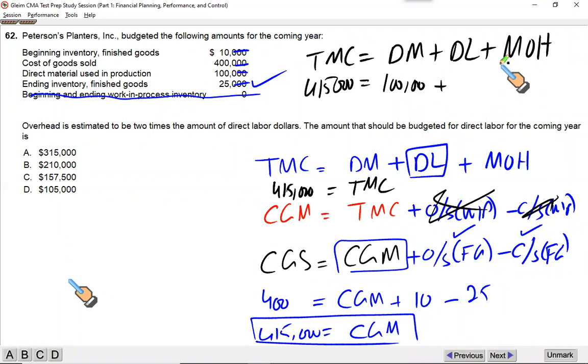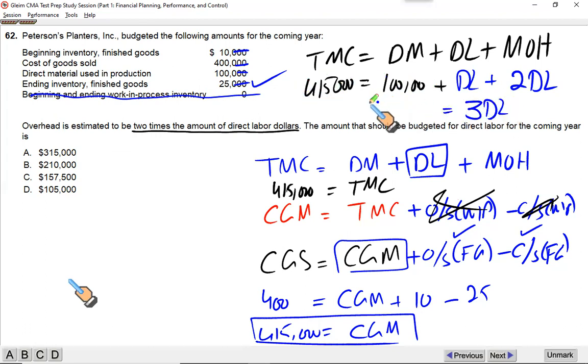Now, these two, direct labor and manufacturing overhead, read the information. Overhead is estimated to be 2 times the amount of direct labor dollars. Your manufacturing overhead is 2 times the direct labor cost. This was an important piece of information, plus direct labor. So direct labor plus 2 times direct labor gives you 3 times direct labor. And if you take 100,000 to the other side of the equation, you get 315,000. Now, if you make direct labor the subject of this equation, what you get is 315 upon 3, and that's going to be $105,000.